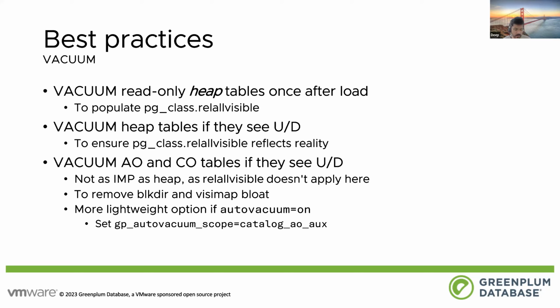And if you want to squeeze that bit more out of your tables, what you could do instead of running vacuum on the entire table. So if you run vacuum on an AO or CO table, it'll vacuum the AO and CO table as well as its auxiliary tables. But if you just want to vacuum the auxiliary tables, one option you have, if you're running auto vacuum, is to set gp_autovacuum_scope to catalog_aox, which means that apart from the catalog tables, which is the default for auto vacuum for Greenplum 7, it will also go and auto vacuum any auxiliary tables. So that's one way of achieving that.